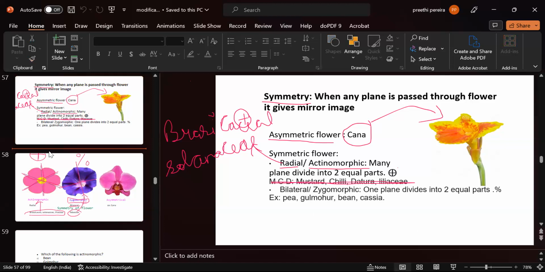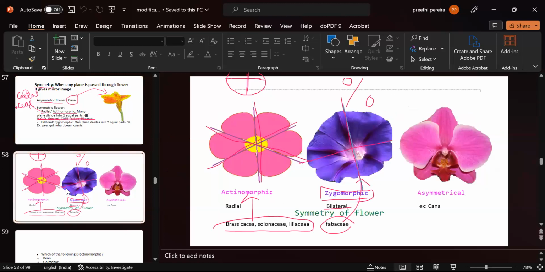Here, there is only one plane. In one plane, if you cut the flower, you will get equal halves. We call it bilateral symmetrical or zygomorphic. Okay, the symbol is percentage. So, examples for radially symmetrical are all three families from your textbook, that is Brassicaceae, Solanaceae, Liliaceae, and Fabaceae is zygomorphic. Did you get this? Everybody? Yes, sir. Okay.